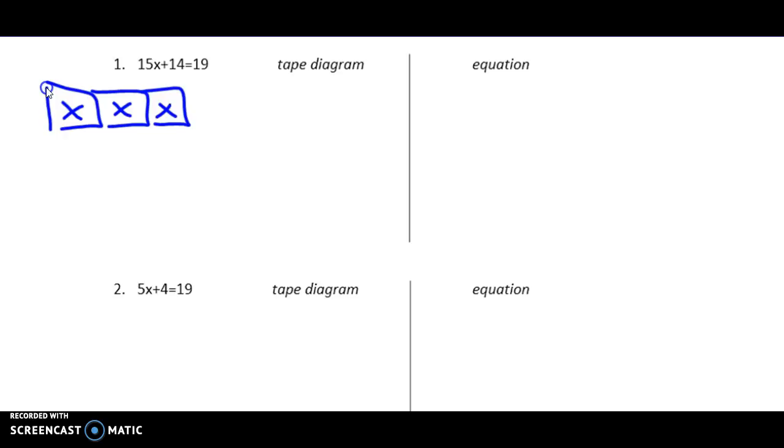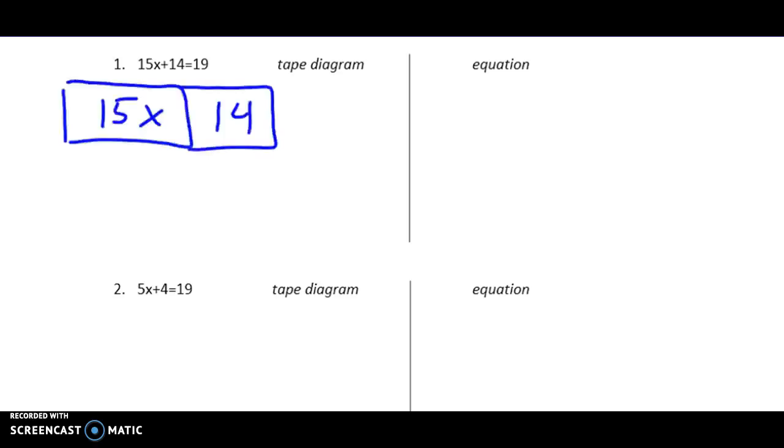And I can already tell we are going to be running out of space with this. So let's try to work a little bit smarter. Instead of trying to make 15 boxes and then 14 more boxes, I know that I have 15 x's altogether. So I'm going to make a box containing my 15x and another box containing my 14. And this tape diagram, being much simpler, we know has to have a total of 19.